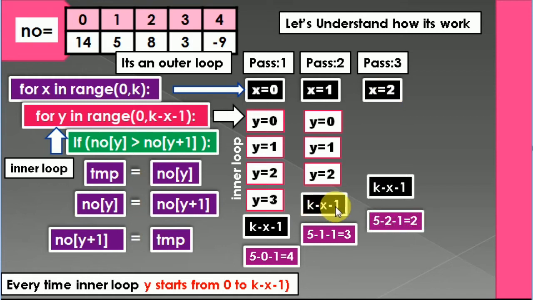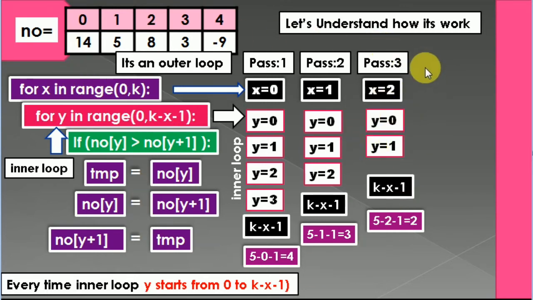Yes, it is going to be 5 minus 2 minus 1, that is 2. And if the value is 2, and we put the value here, then it will work for 0 and 1, two times. Now what happened? When this inner loop is finished, again the value of x is going to be incremented.